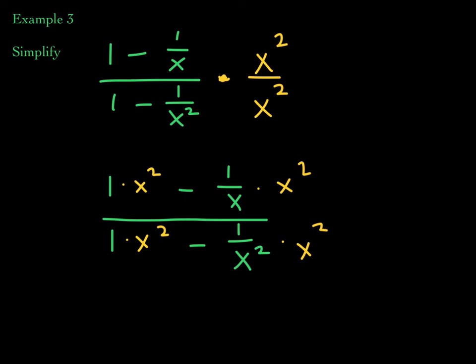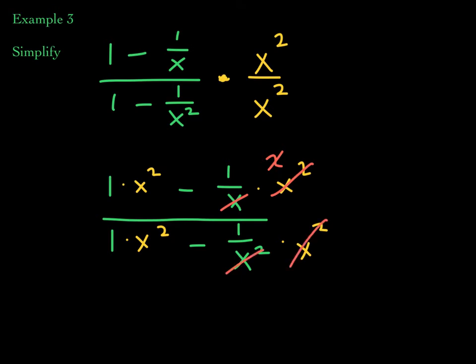So we're multiplying each term in the numerator by x squared. So it's really like distributing this x squared to both of the terms. Same thing in the denominator. And so you can see that x divides into x squared x times, and then x squared divides out with x squared entirely.